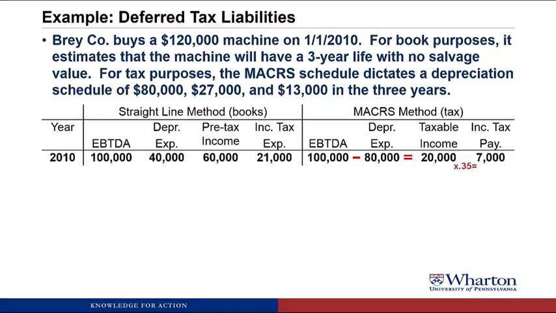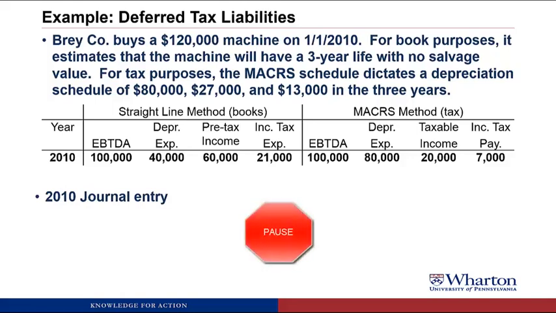So income tax payable is what we're going to eventually have to pay the government based on the MACRS depreciation schedule. So now I'm going to put up the pause sign and have you try to do the journal entry to record income tax expense, income tax payable, and the difference between the two.